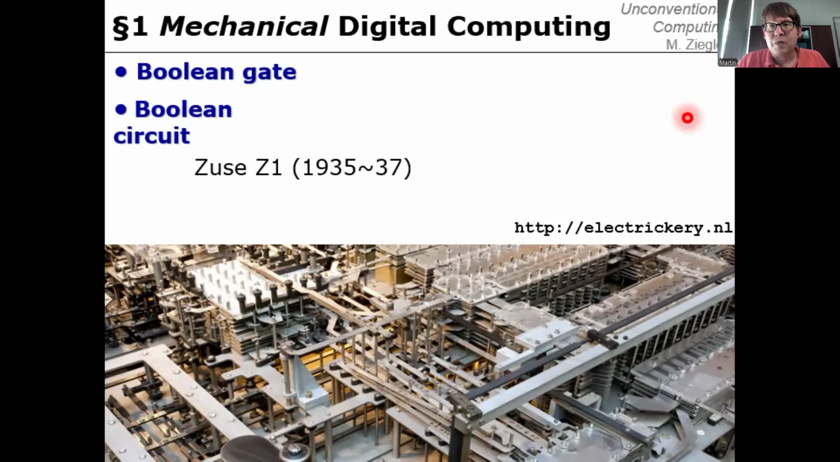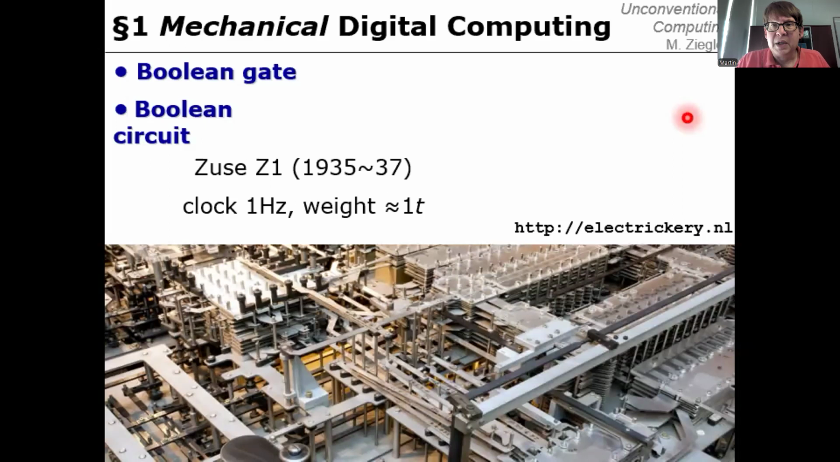Zuse had thousands or 10,000 of them, so that still was sufficiently high probability for some failure after a few minutes. So his machine would weigh roughly 1 ton and would run at a clock frequency of roughly 1 hertz. That's his machine, Zuse Z1, but it was destroyed, and here's a replica.